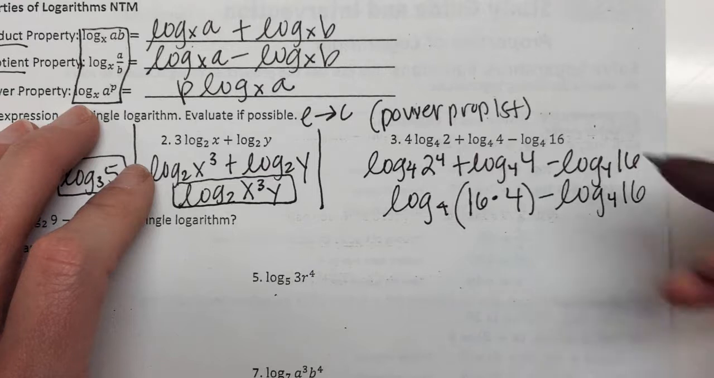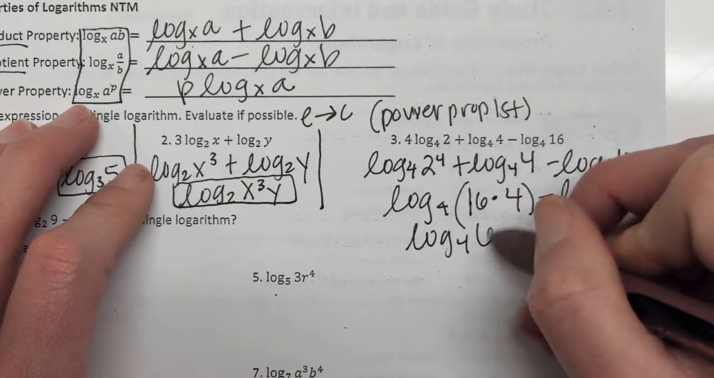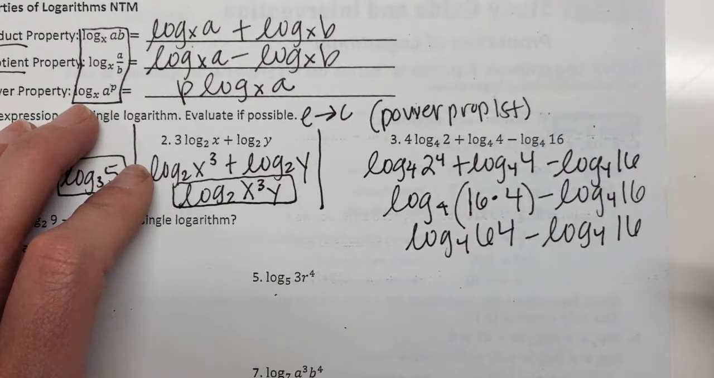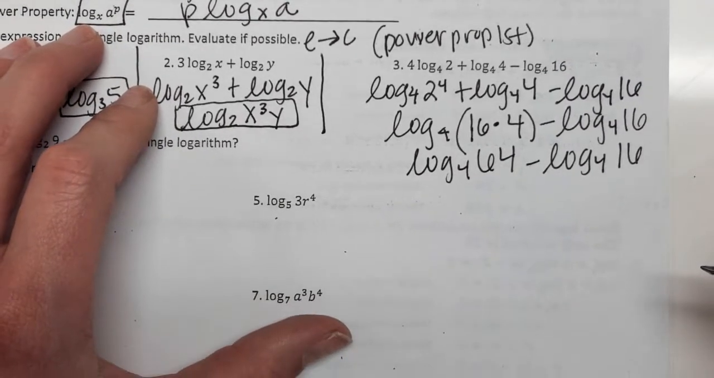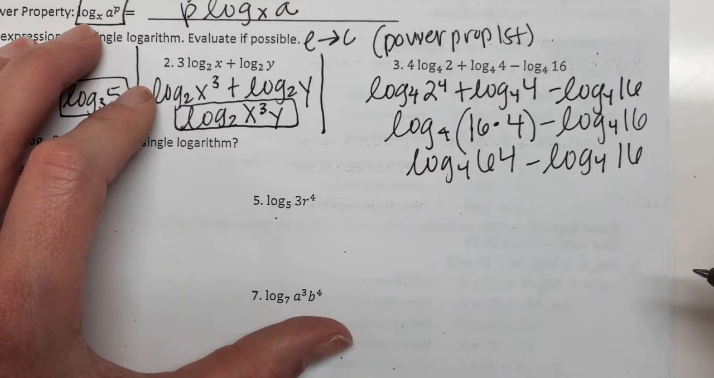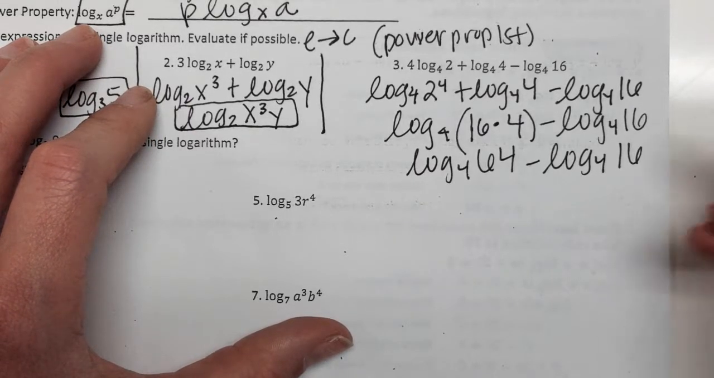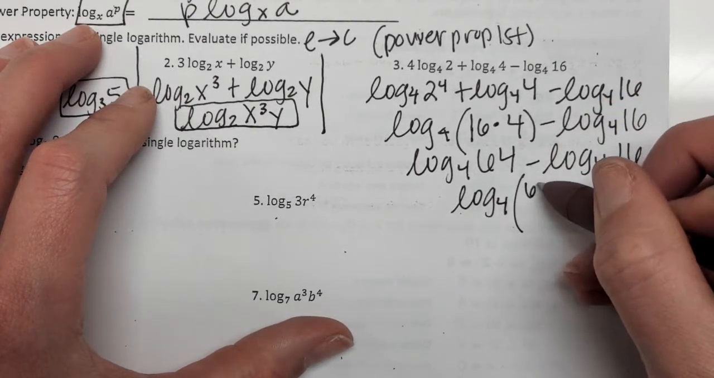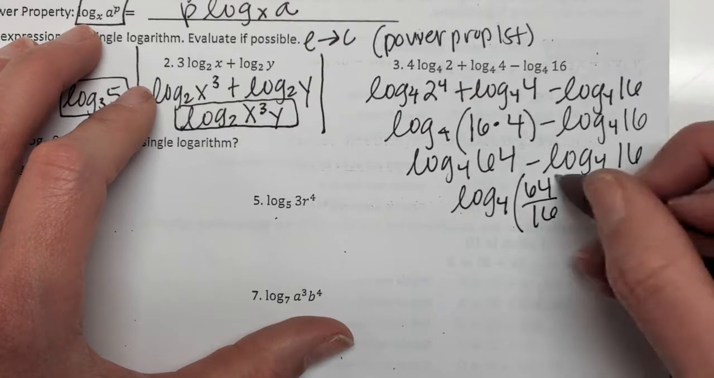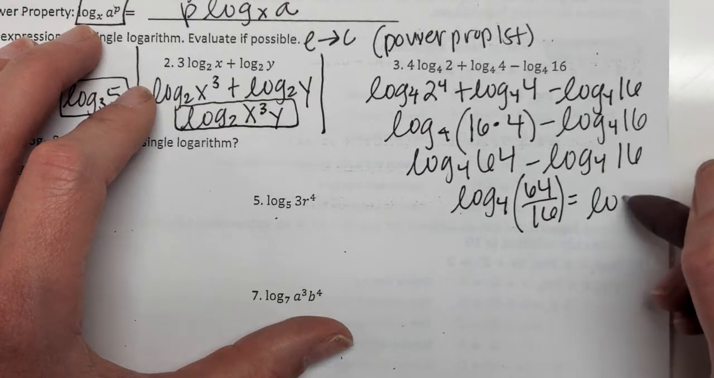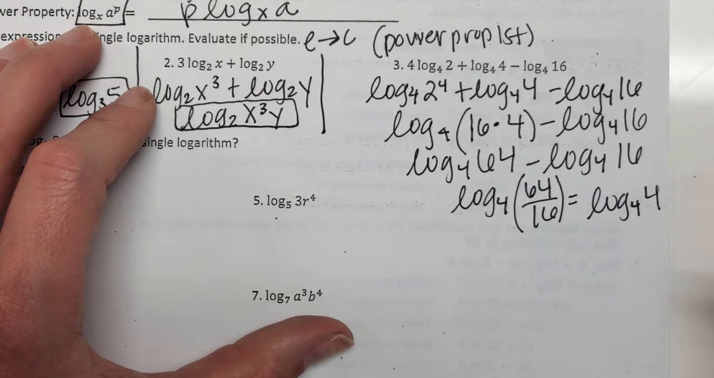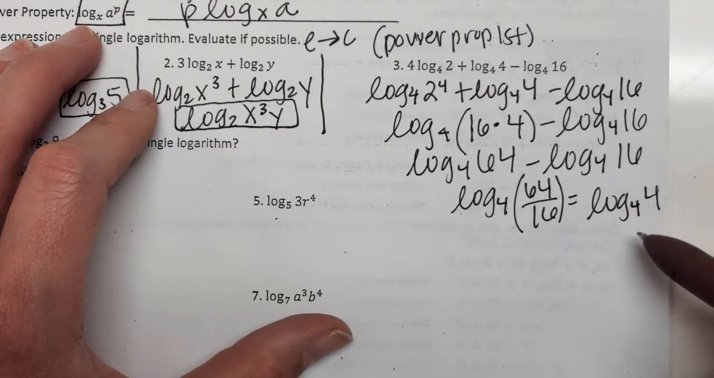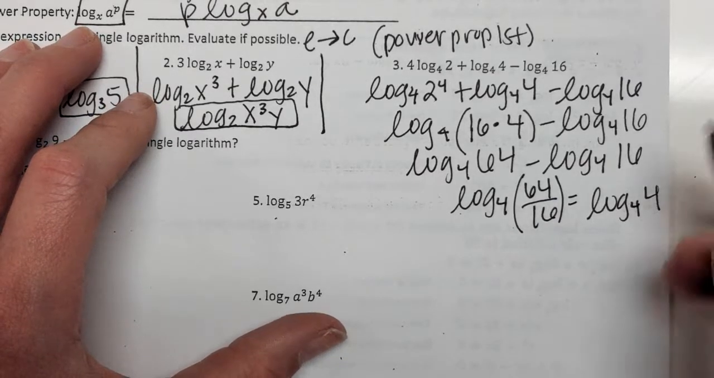Let's go ahead and simplify this. 16 times 4. Okay, so we have log 4 64 minus log 4 16. Now what? Quotient. So Nicole, it'd be log 4 what? Log 4 64 over 16. Okay, which is going to simplify to 64 divided by 16 gives us 4. And what's log 4 of 4? Good.